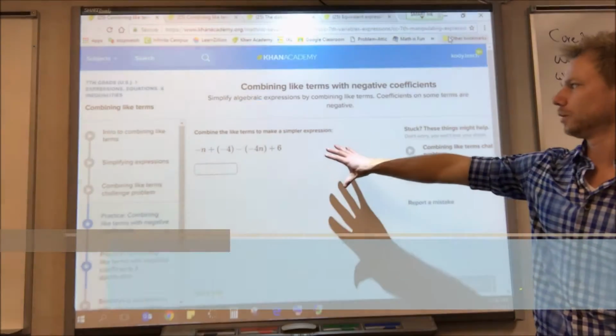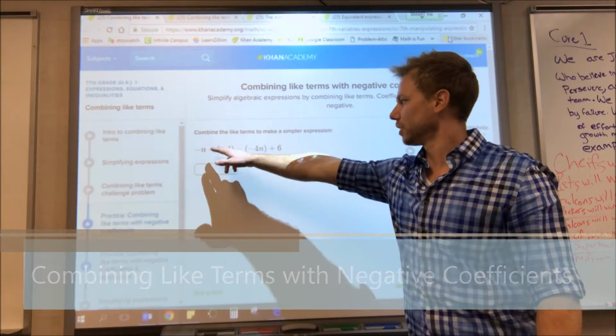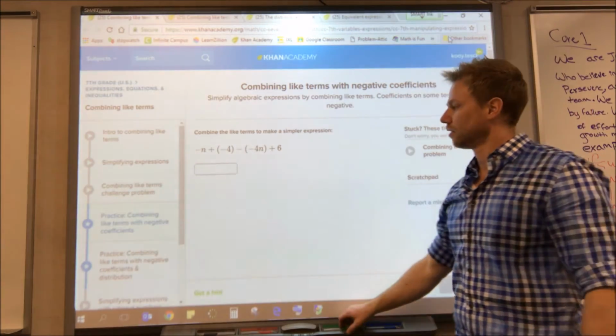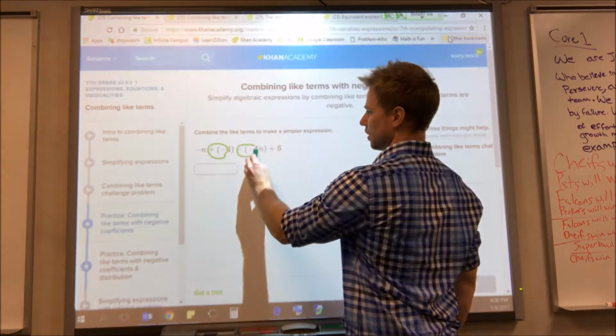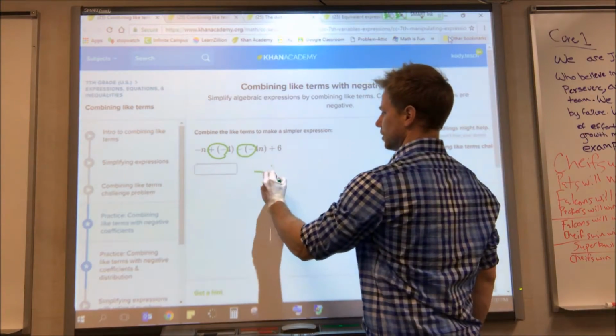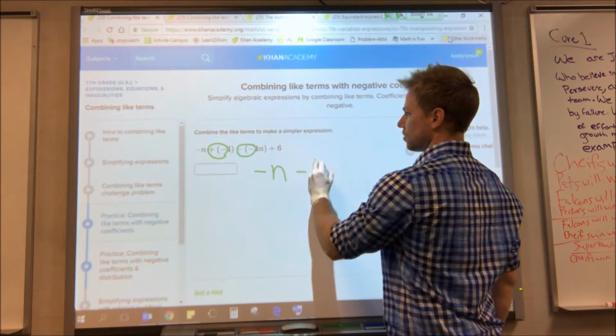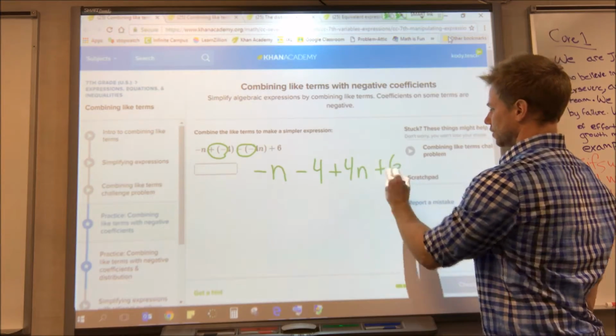On this first link, we're going to be combining like terms. Before we combine like terms, though, we're going to simplify any signs. So here we have a positive and a negative. We're going to simplify those. Here we have two negatives. We're going to simplify those. So this turns into negative n minus 4 plus 4n plus 6.